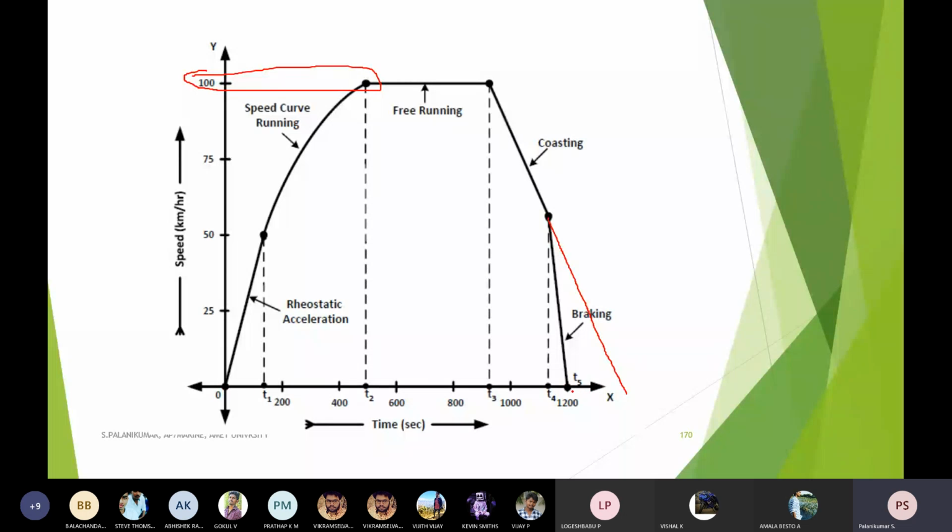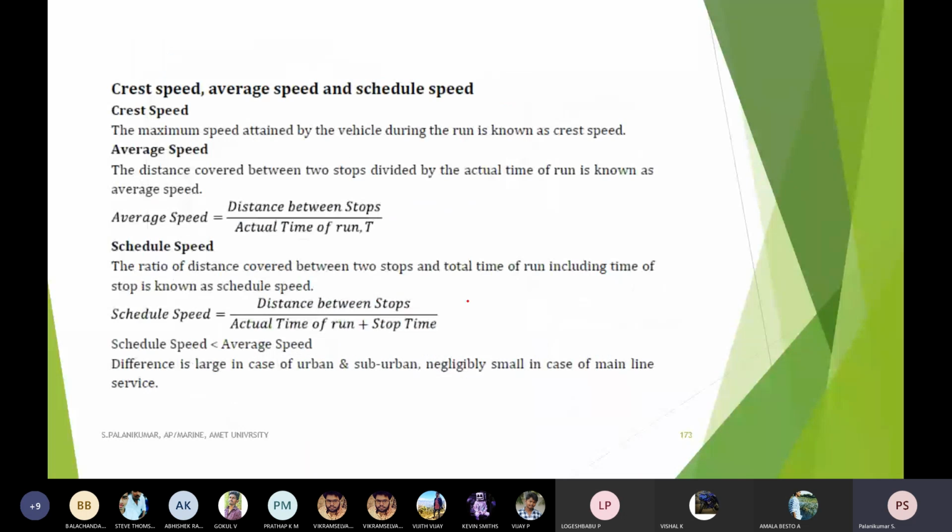it is stopped. So what is the distance? How much is the distance traveled? And divided by the actual time of run. The actual time of run is nothing but 1200 seconds. So if it is that, I am able to calculate the average speed. This distance between the stops is fixed.